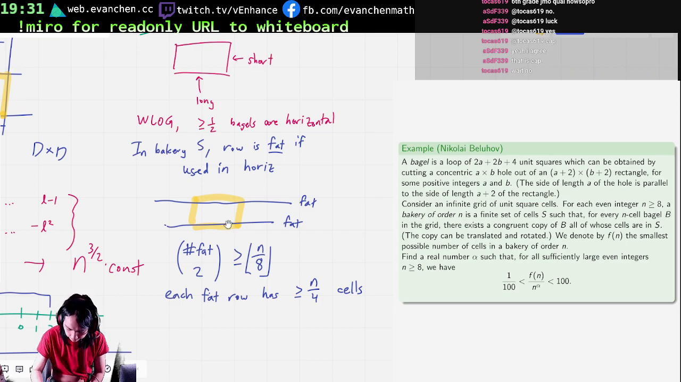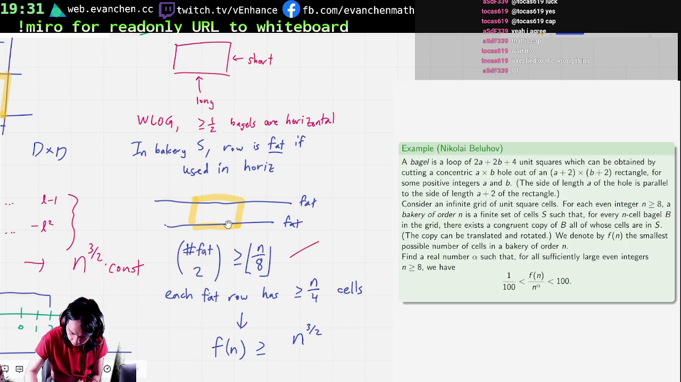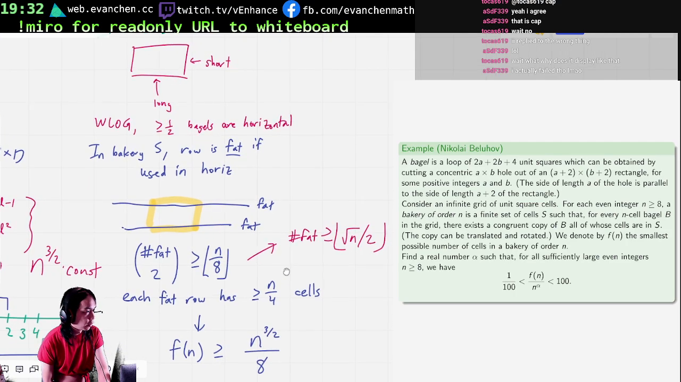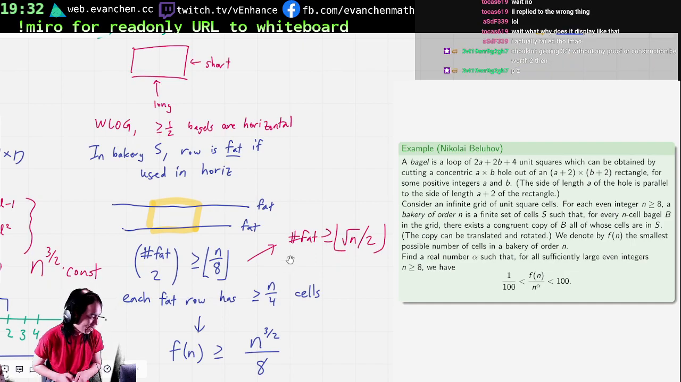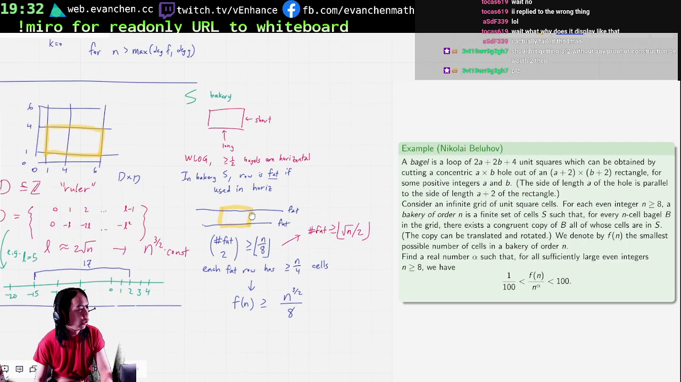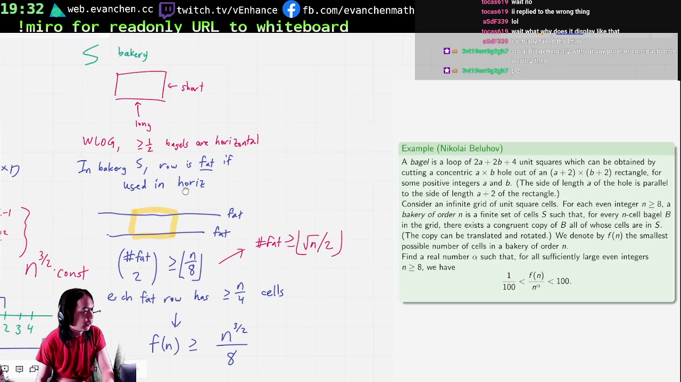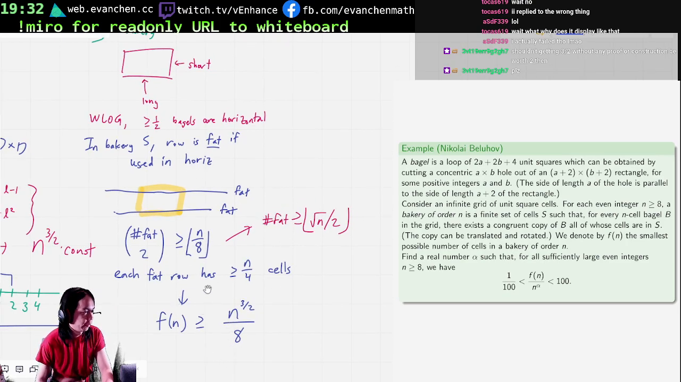Now you put these together and you get f of n is at least like n to the 3/2, because this will tell you the number of fat rows is roughly root n over 2. Let me say at least, with a floor or something. So this will get you a bound of like n to the 3/2 over 8. Definitely it's a problem where if you know how to do one direction, it helps you a lot for the other. You look at this and it's like, oh, there are just fat rows corresponding to long ends of the bagels. So as long as I have enough fat rows and the fat rows have enough cells, that's the lower bound.